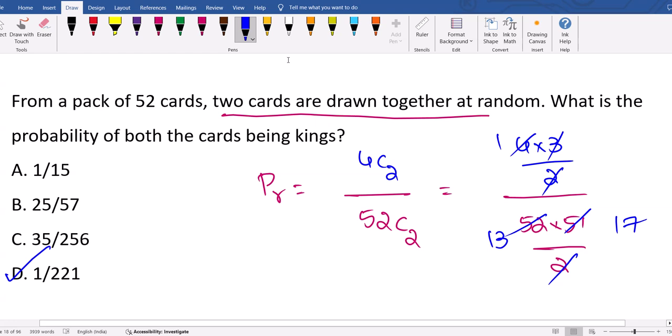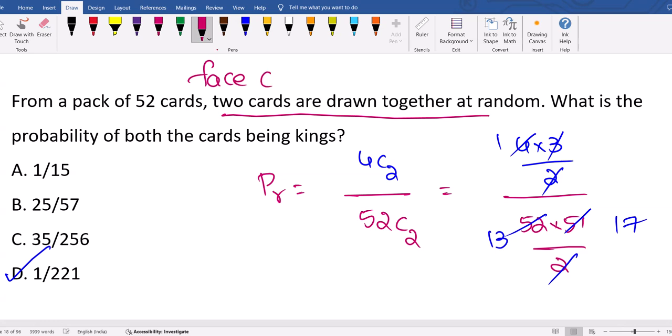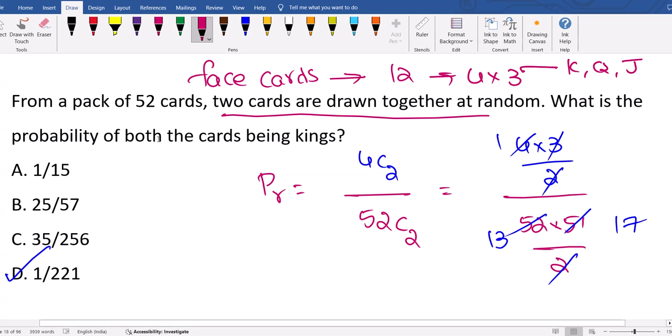Favorable out of total. Kings are 4. Each suit has one king, one queen, one jack, one ace. So it is 4C2 out of 52C2. In some exams, they give face cards. Face cards are 12: king, queen, jack. 4 suits, 4 into 3, 12 are face cards. What are the face cards?